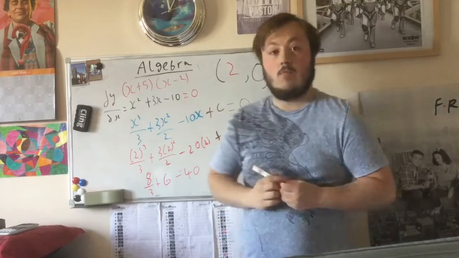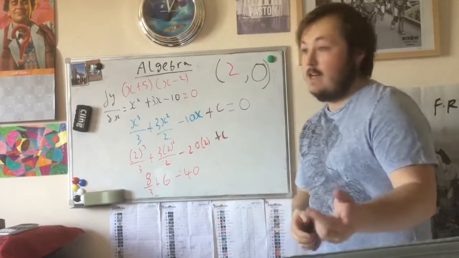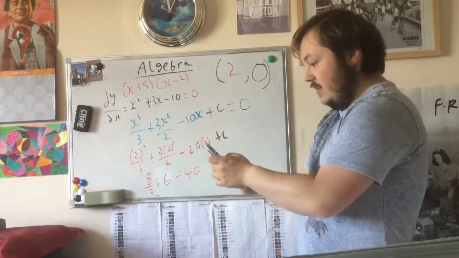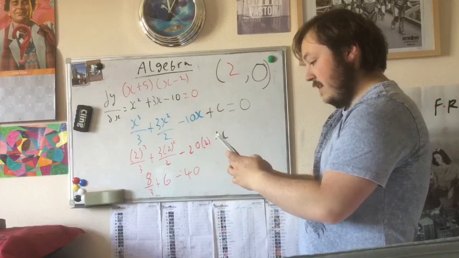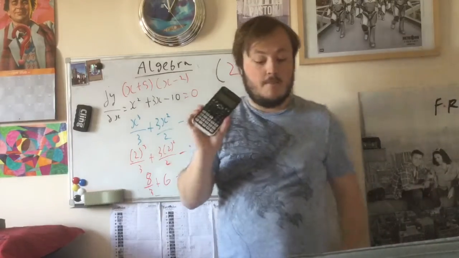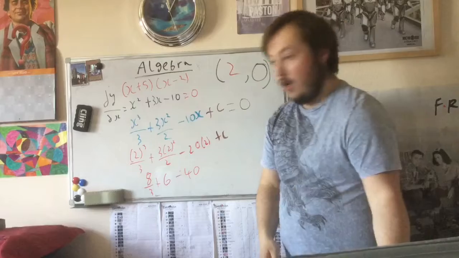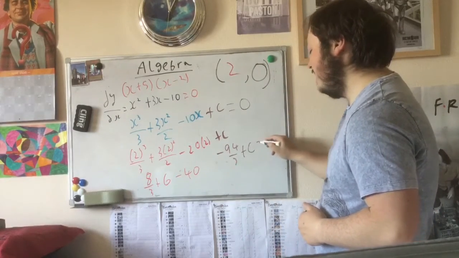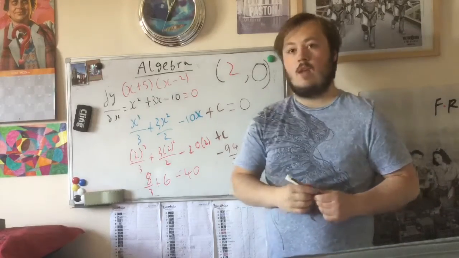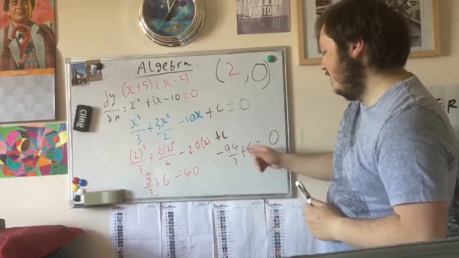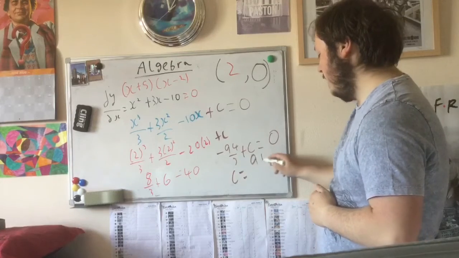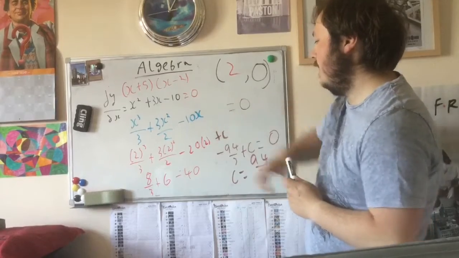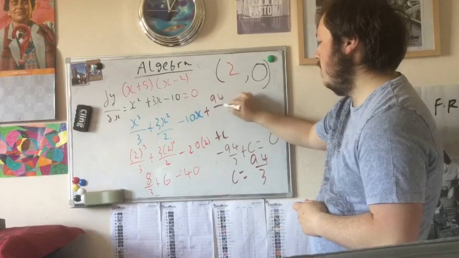Does anyone know what this becomes? You might need a calculator for this. I'm going to use a calculator just so I make sure I get the exact answer. 8 over 3 plus 6 minus 40 becomes negative 94 over 3. So negative 94 over 3 plus C gets you 0. So what is C? C will be 94 over 3. And that's what we replace in this part of the equation. 94 over 3.